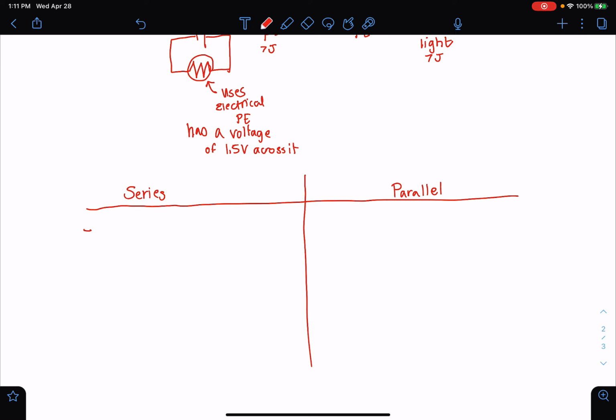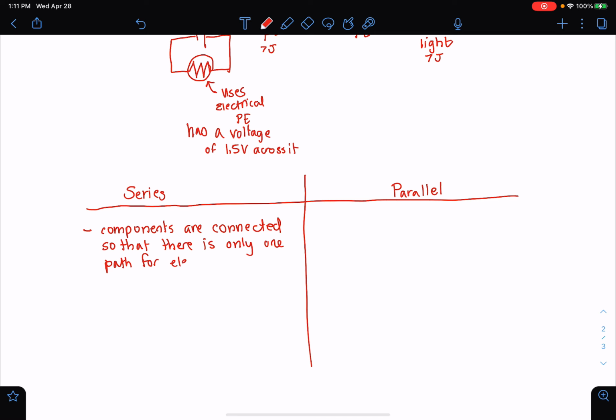So a series circuit is a circuit in which all of the components are connected in such a way that there is only one path for electrons. A parallel circuit is a circuit in which components are connected so that there's multiple paths.